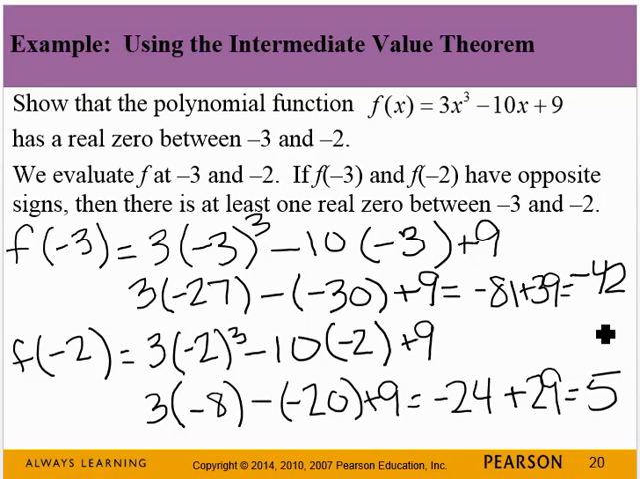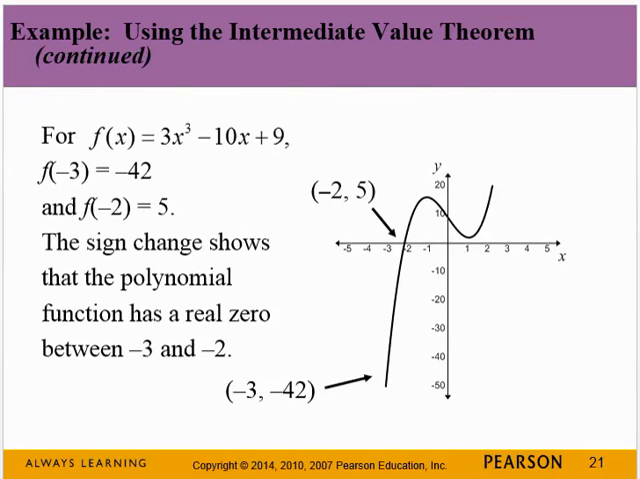So if you look at these two evaluations, f at -3 is -42. F of -2 is a positive 5. So these two flipped signs, so that means there's a real 0 between -3 and -2. So the sign changes to show the polynomial function has a real zero between -3 and -2.